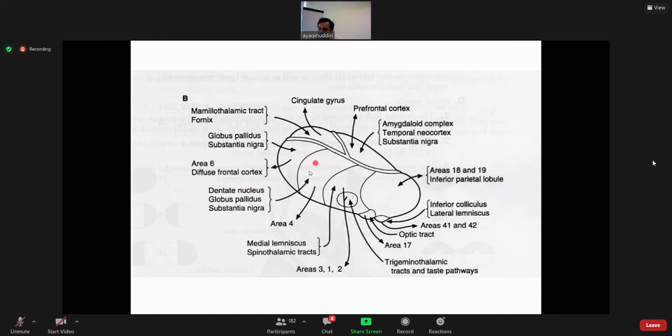The ventrolateral nucleus has connections with the basal ganglia as well as from the cerebellum. The output is going to go to the motor cortex. So ventroanterior is purely a connection between the basal ganglia and the thalamus, and the output is going to the motor cortex, while the ventrolateral nucleus is a connection between the cerebellum and the thalamus, and then the output is going to the motor cortex. It also has connections coming from the basal ganglia and going to the motor cortex.